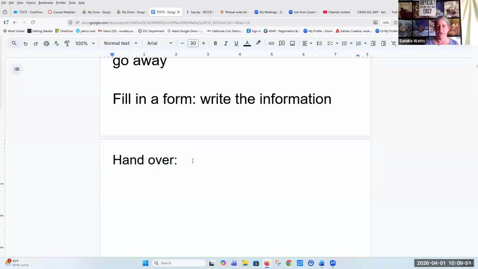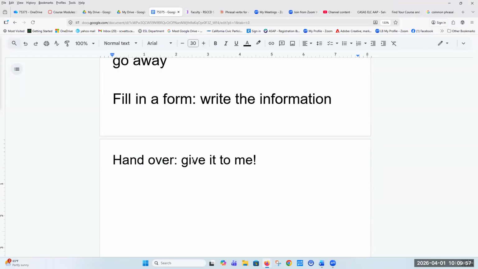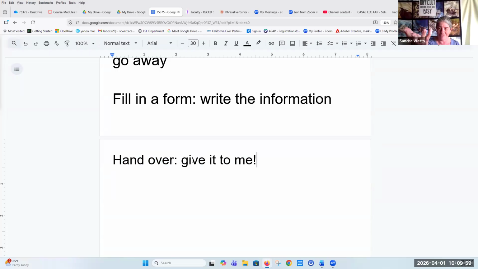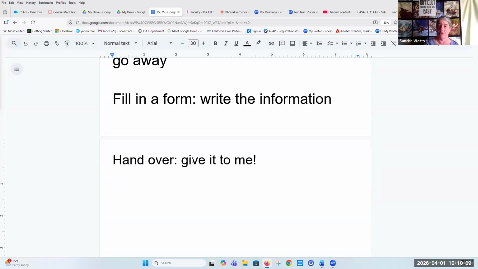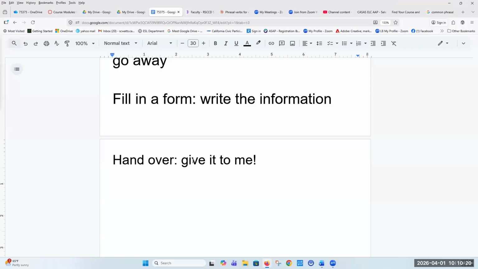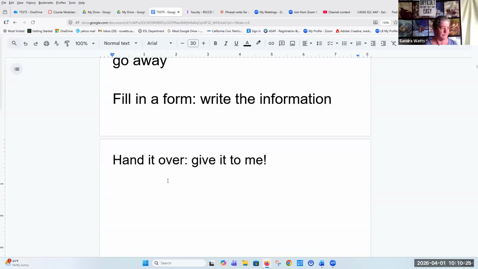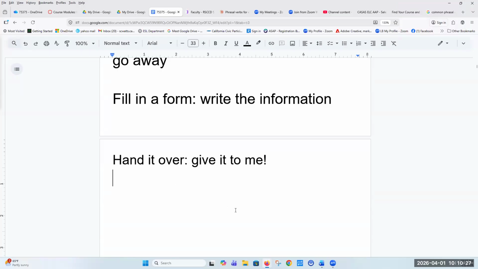So if you use this with your children, let's say, if you say hand it over, okay. So let's say your child was bad, and you're going to take their phone or their pad or whatever because they're being bad. So now they don't get to have their phone for a day or whatever. And you would say hand it over. It means give it to me. So the hand it over is like give it to me.